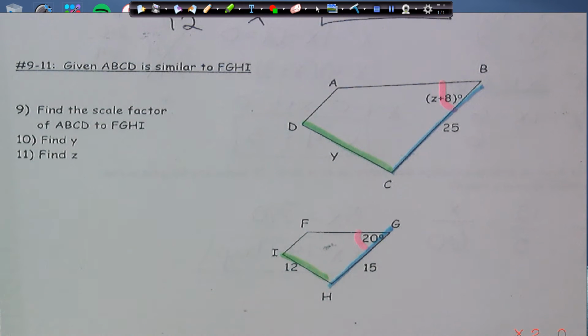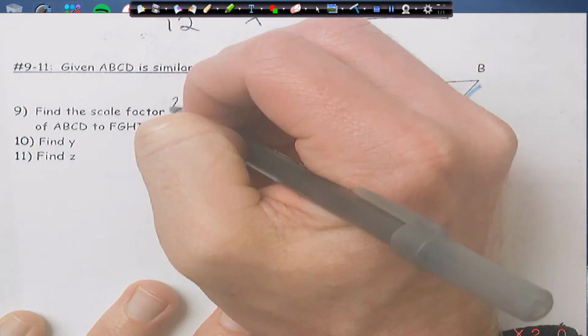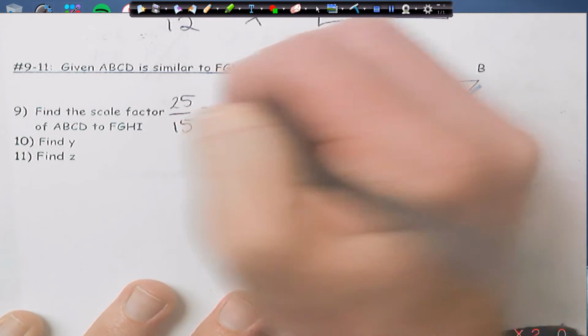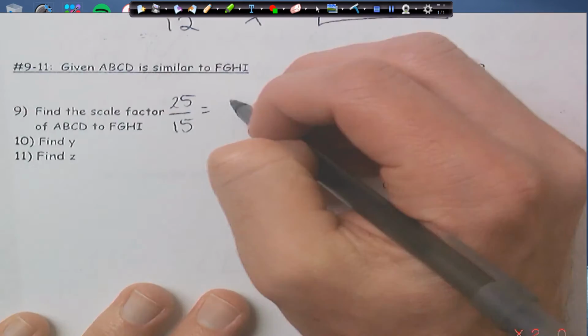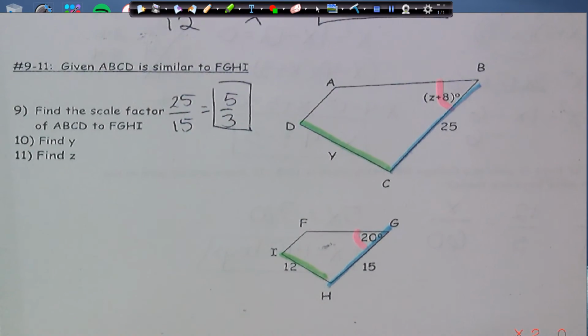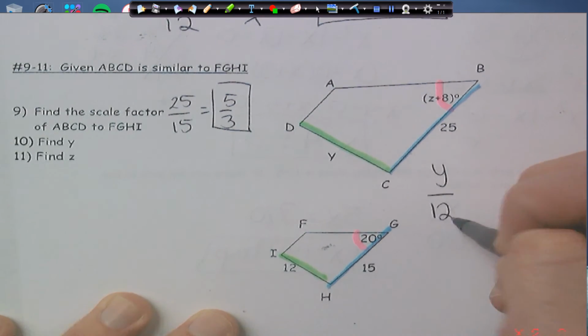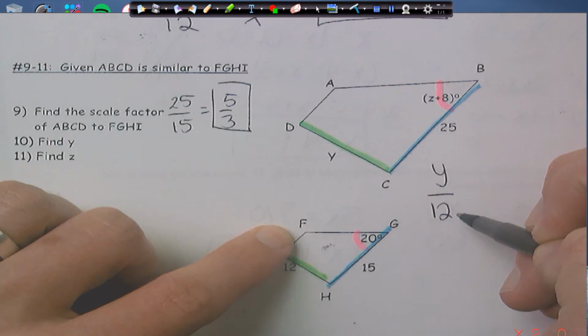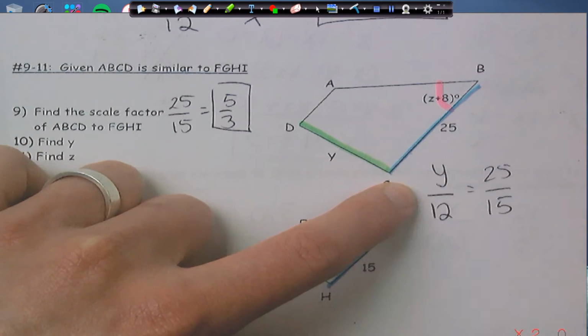So looking at the sides that are in relationship to each other, the only one that has numbers in both are the blue sides, so I can just do 25 to 15. And what number goes into both would be 5, so I can simplify this down to 5/3. So there's the ratio of 5 to 3. To find y, I want to set up a proportion. So I can say y over 12, so I'm going to do top over bottom for the green, and then I'm going to do equal top over the bottom to the blue.